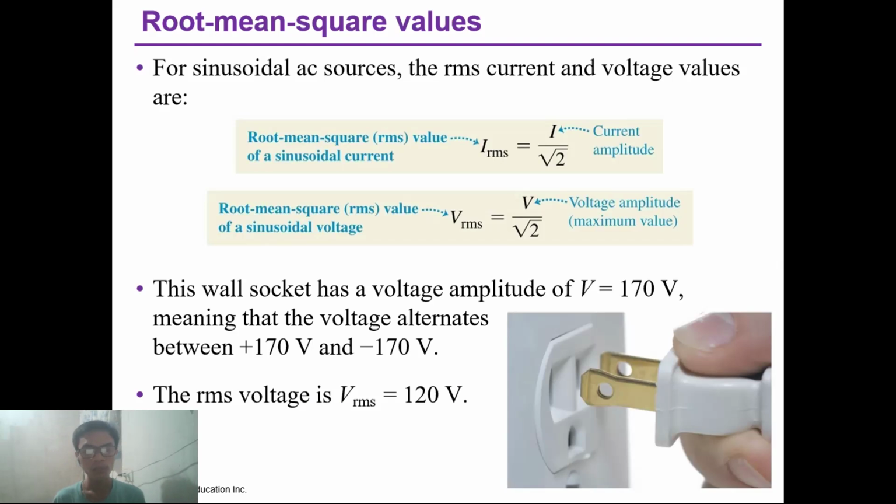Shown in the picture is a wall socket which has a voltage amplitude equal to 170 volts, meaning that the voltage alternates between positive 170 volts and negative 170 volts. Therefore, the RMS voltage, V RMS, is equal to 120 volts. Wall sockets in North America, just like this, have what is referred to as the quoted household voltage. So why do we say 120 volts household voltage when the actual peak is 170 volts?